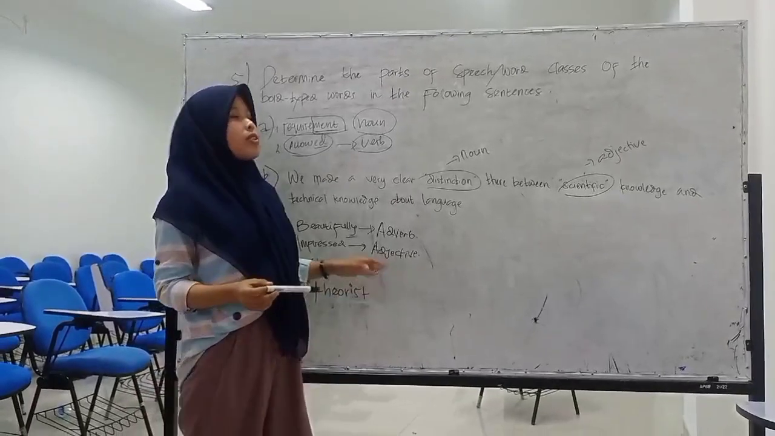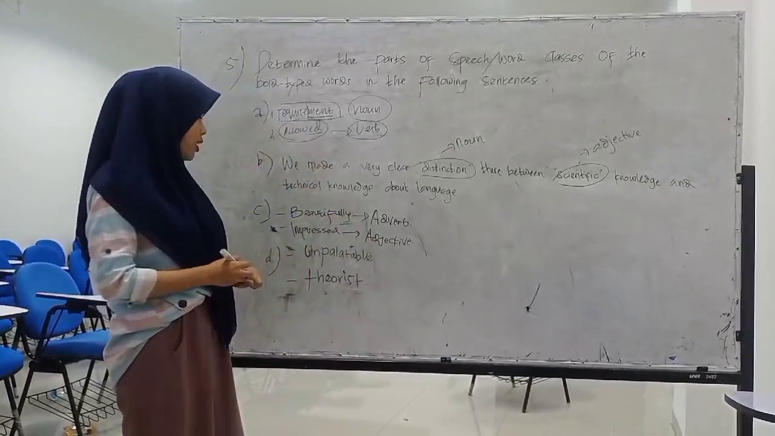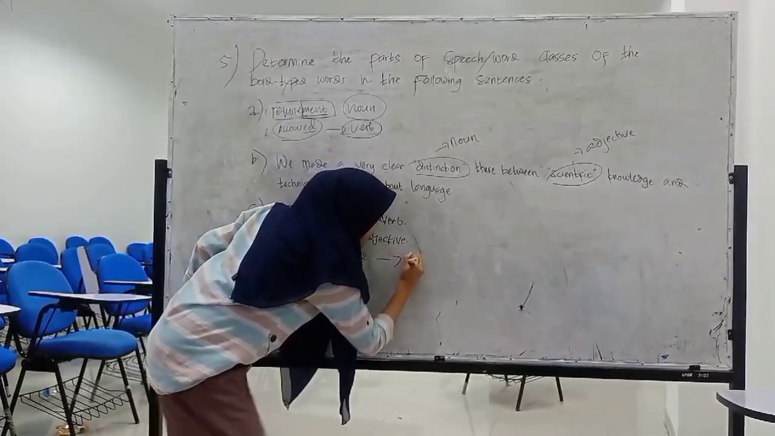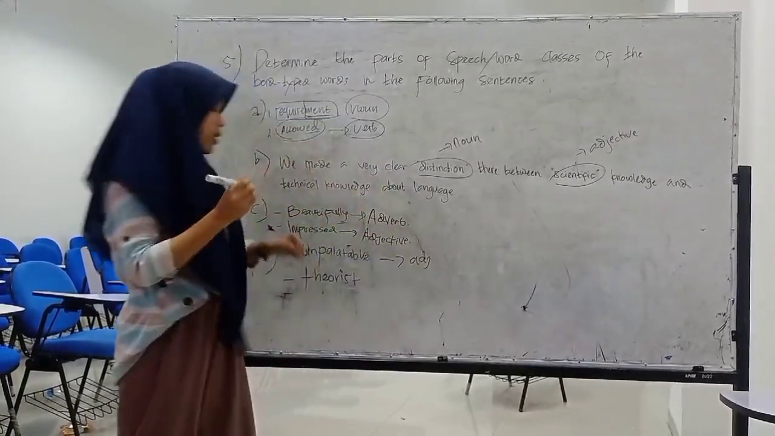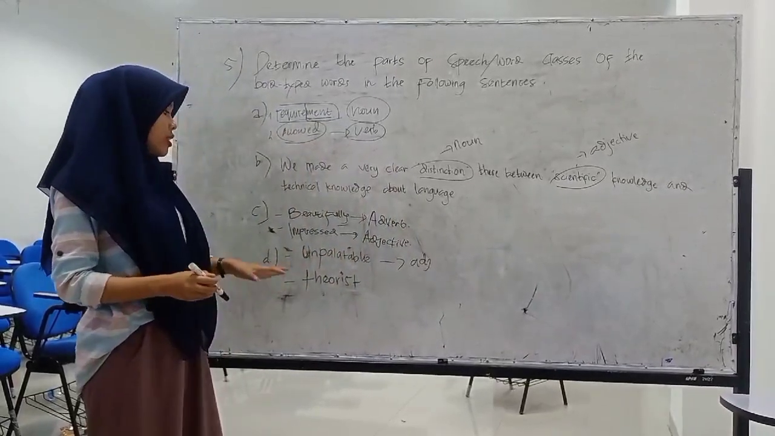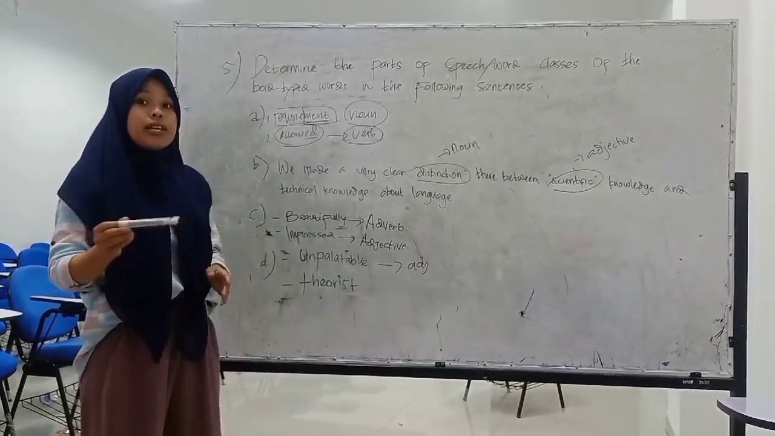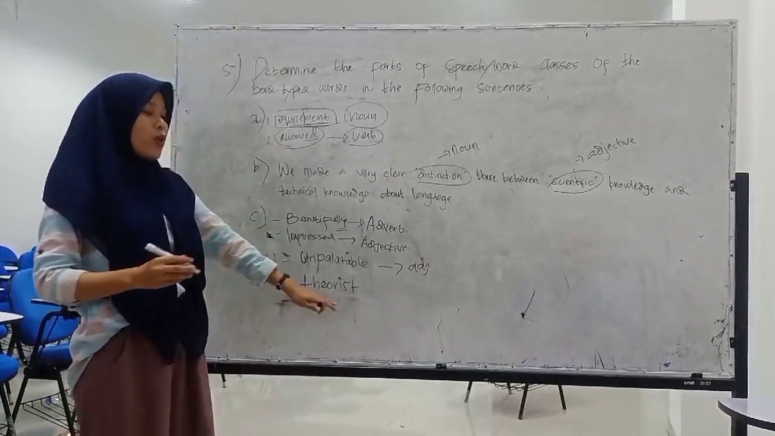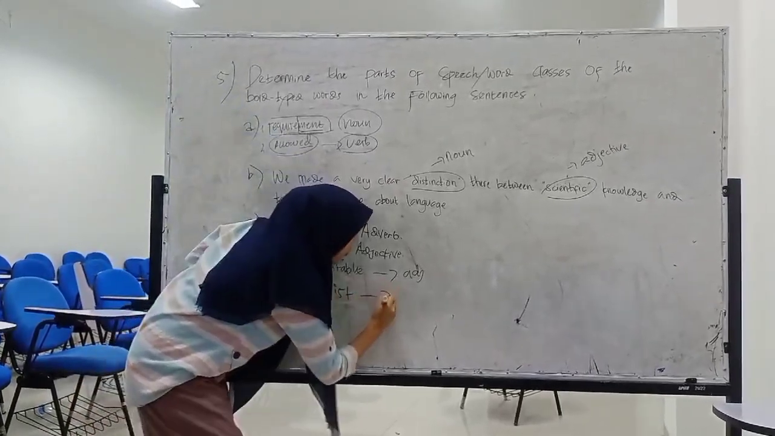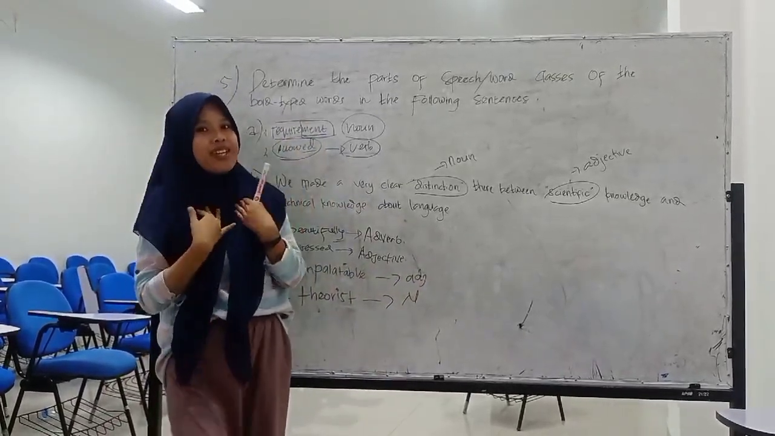I will continue the material determining the parts of speech. Type D. The first, applicable, is an adjective because of the last word able. Second, theorist. Theorist is a noun, because of the last word ist. I think that's enough for me.